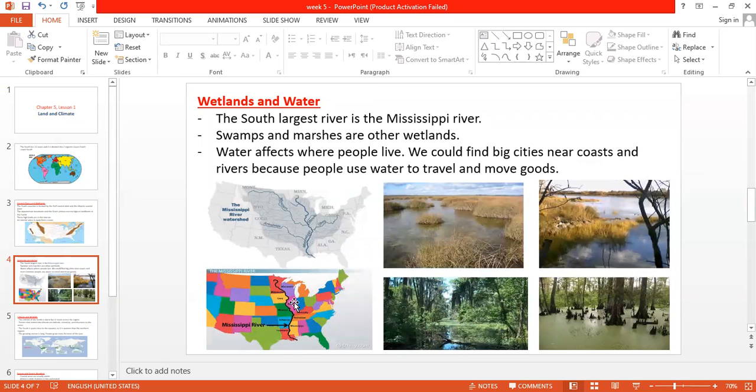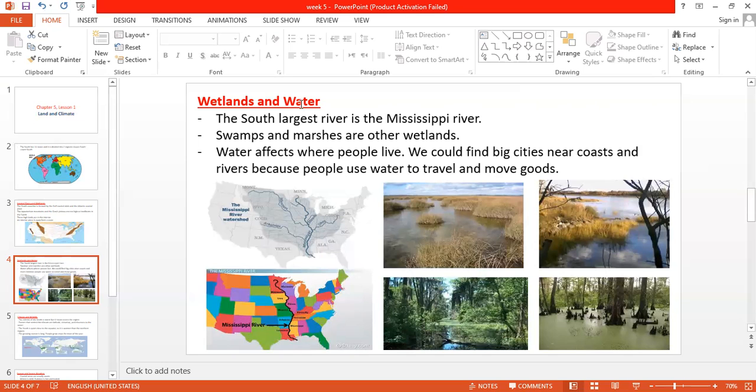As you can see, here are two maps for the Mississippi River and the wetlands. So this is the first, the Mississippi River. Look, it starts here in the south and goes until it reaches the north. This is the Mississippi River, from the south till the north. So the South has part of the Mississippi River.